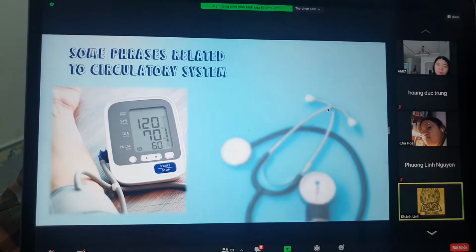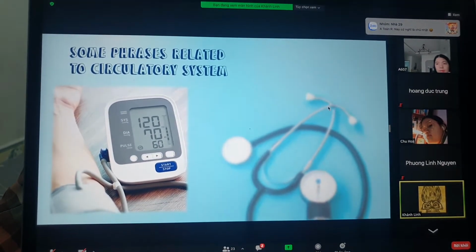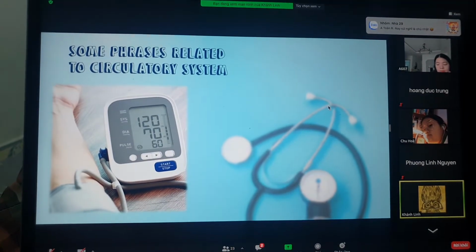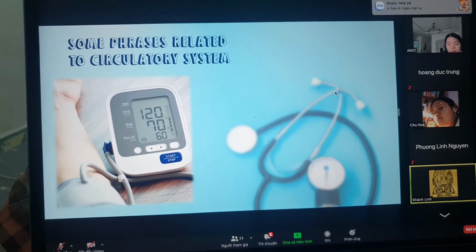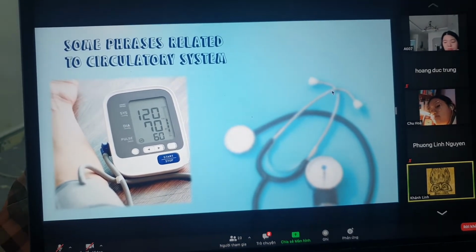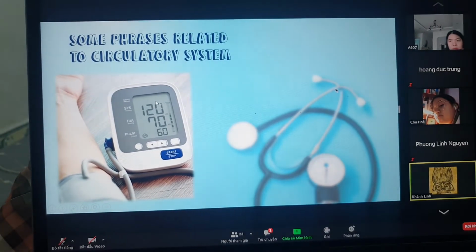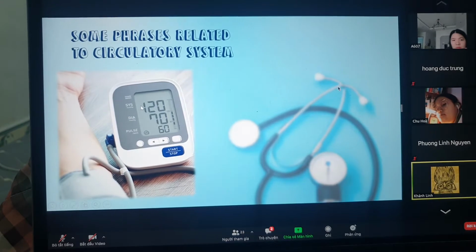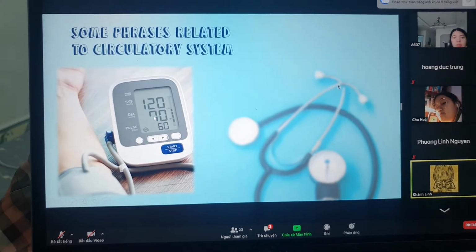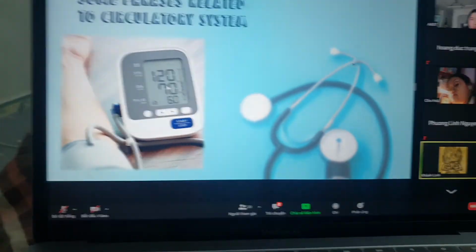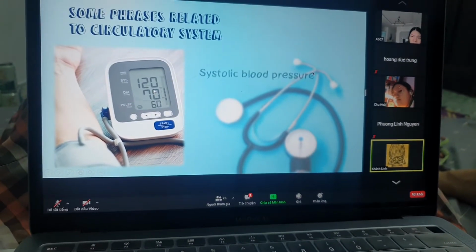I think that you know the word blood pressure. The phrase blood pressure means huyết áp. I think that you have learned it before in the first semester. Mr. Zien has taught us that word. But have you ever known which kind of blood pressure it is, and which number tells which blood pressure it is? Okay, I will show you now.